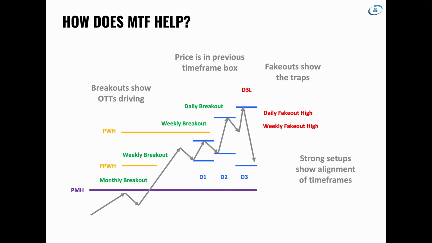So let's look at that in a sequence and multi-timeframe perspective. The elements to look at: breakouts show how the other time frame traders are driving. So we're looking at this on the daily, but we're also looking at it on the weekly and on the monthly. Are we in a monthly breakout, potentially a weekly breakout? Then we look at the daily. So we look at the alignment of these different bias situations.